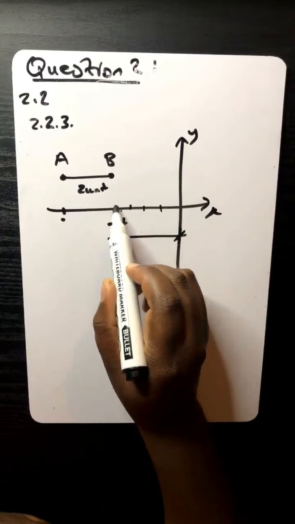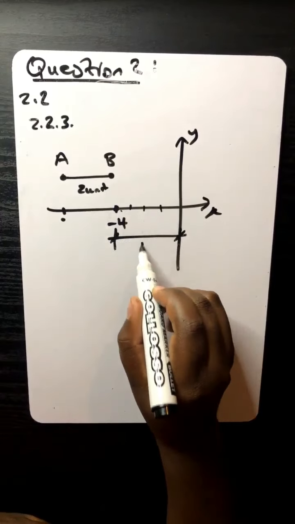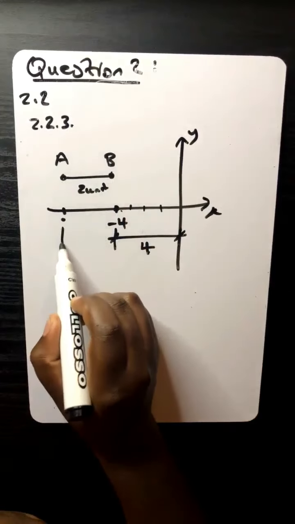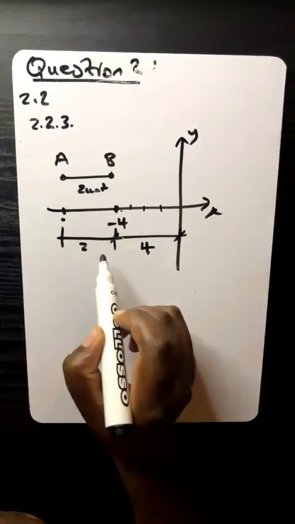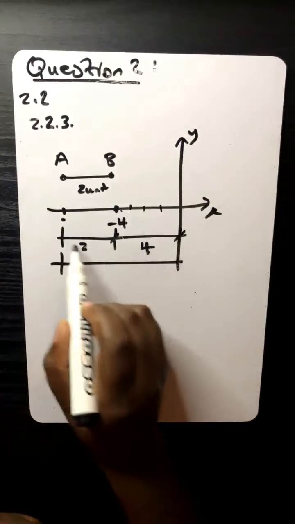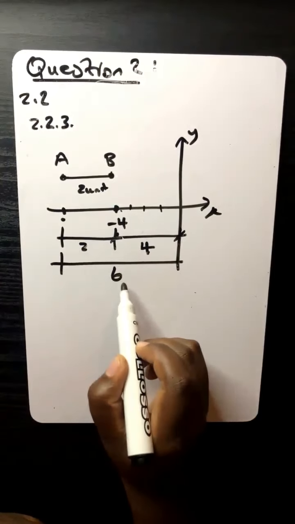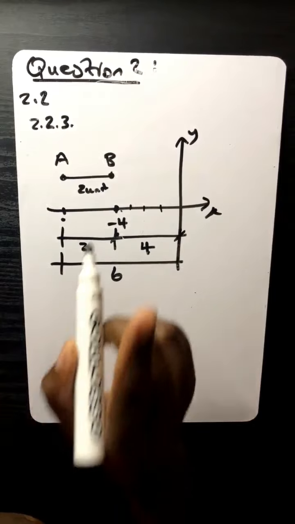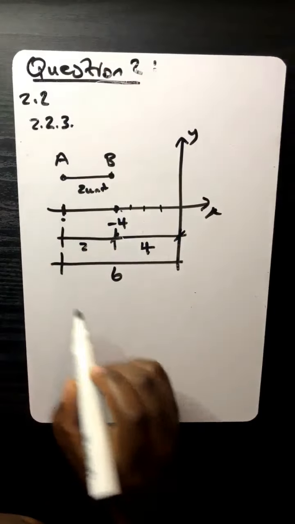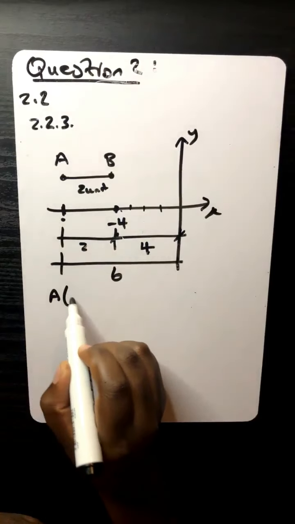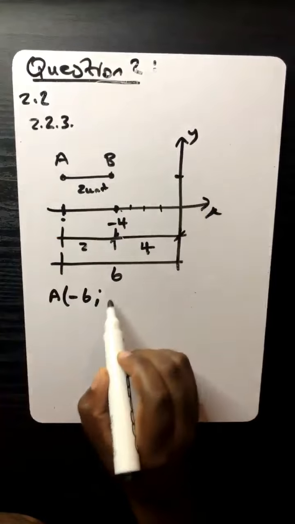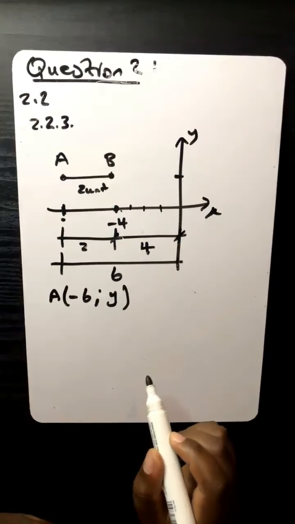Even though there is -4, you know the distance there is 4, and they said the length AB is 2 units. Then you connect. This is then 2 units. Then it means the total distance from there to there is 6. But when we talk about the coordinates, the x value is negative. So the coordinates of A are going to be -6, and whatever y value you have, which is a positive y value.